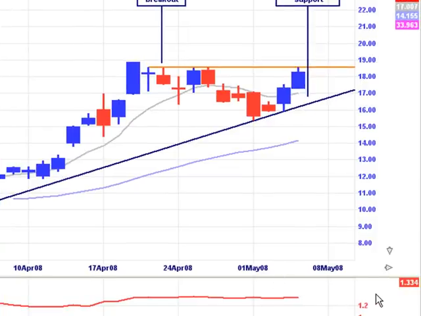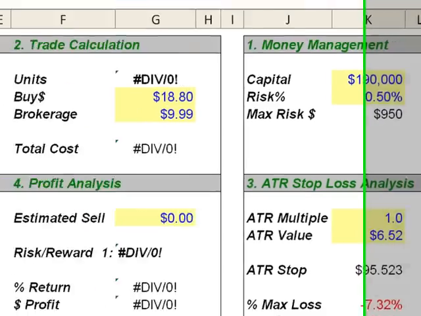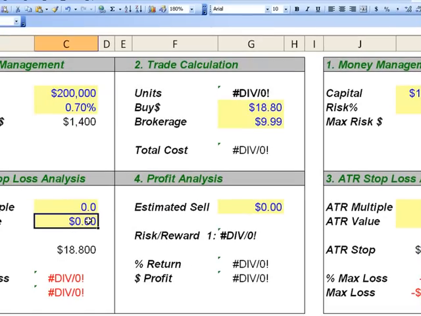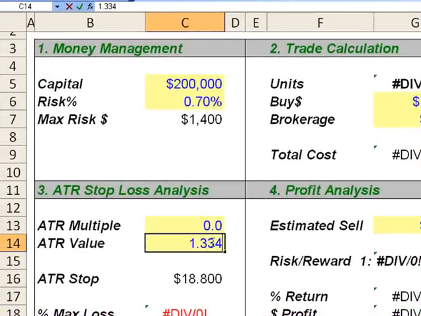I'm using a 20-day average true range, just taking 20 days as the sample size of past 20 days trading. And I can see it's 1.334. Okay, so my ATR for SOL is 1.334. That basically means that SOL, based on the past 20 days of trading, can move up or down $1.33, and that would be considered an average movement. Okay. All right, so that's in there.